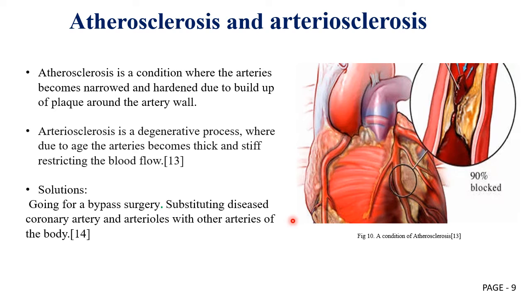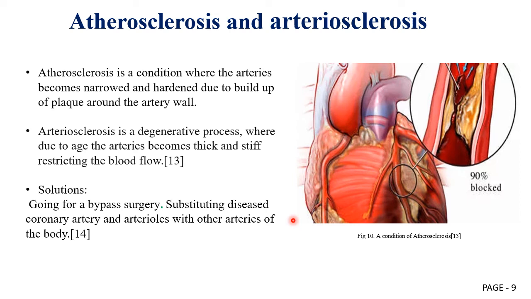The best possible method is going for a natural substitution. In the human body, there are mammary arteries. So what the surgeon does is he takes the mammary artery and uses it to replace the diseased arteries, which is basically known as bypass surgery.